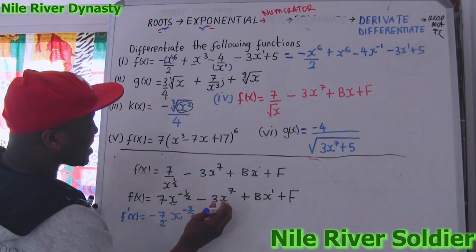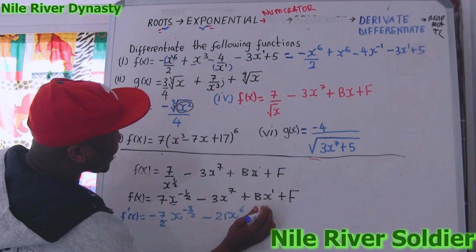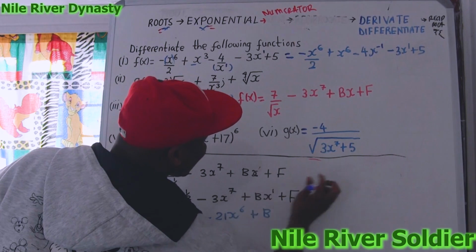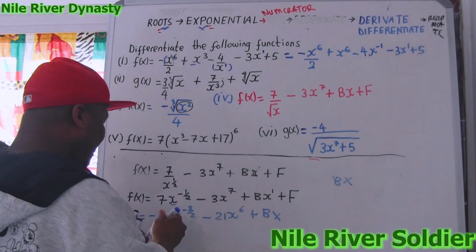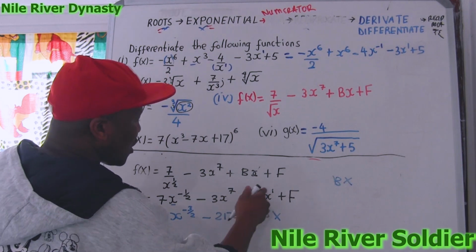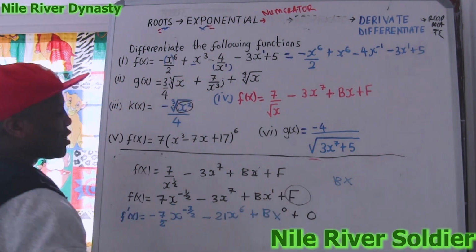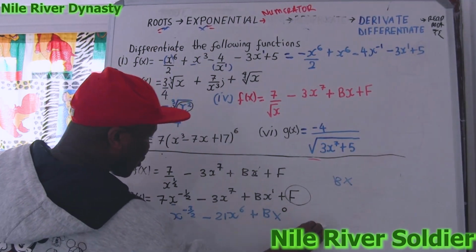Now we come here, 7 times 3 equals 21, x power 7 minus 1 equal to 6, and then plus 1 times b equal to b. Okay, look, 1 times b equal to b, and then x, 1 minus 1 equal to 0. Plus, this has no x, so it's going to become 0. I didn't even bother with it, because it doesn't have an x, so when you differentiate, it's going to become 0. So we're done.